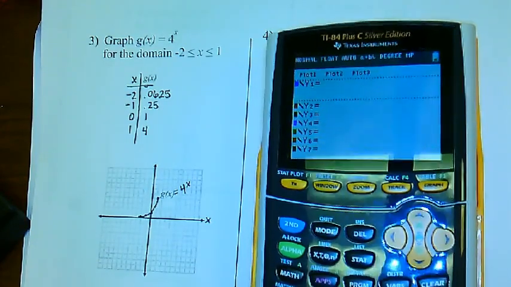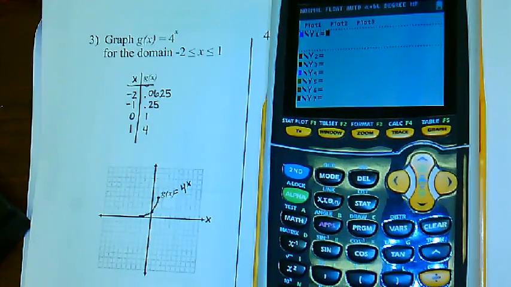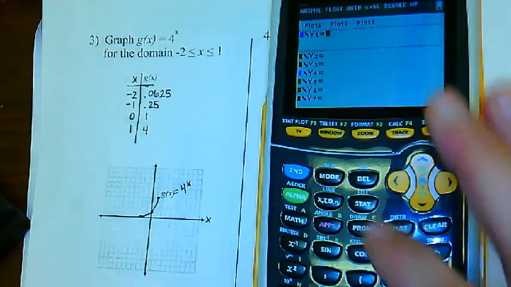So if you still don't know how to put stuff in your calculator, please let me know, because things are only going to get harder, and I really want you to have anything possible that will make your life easier.